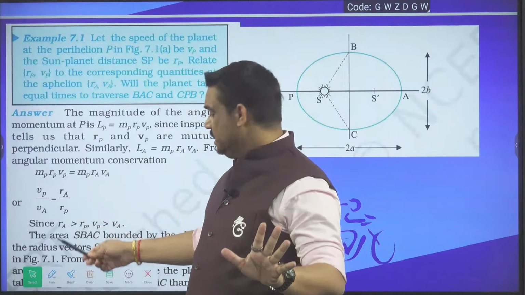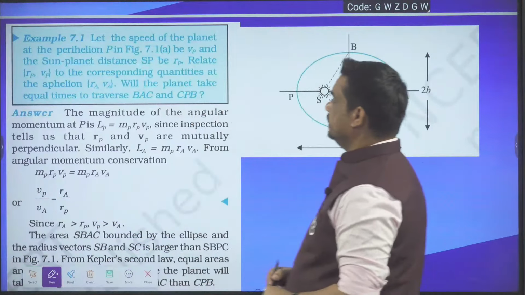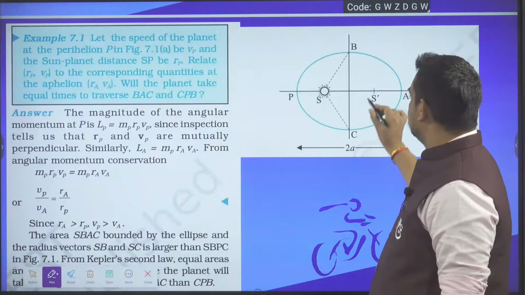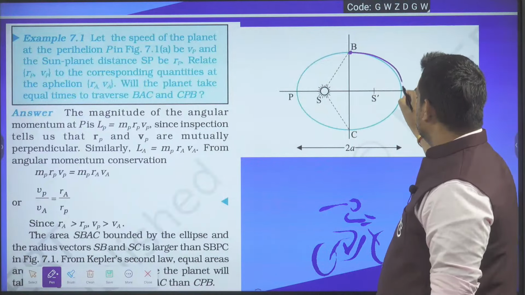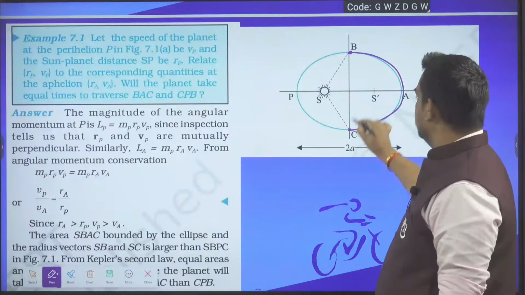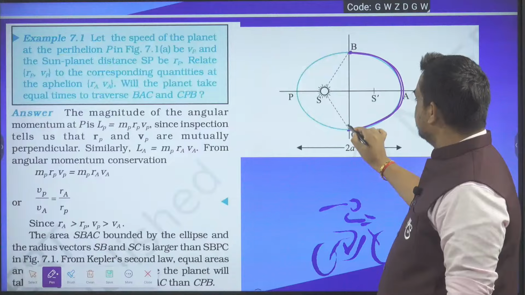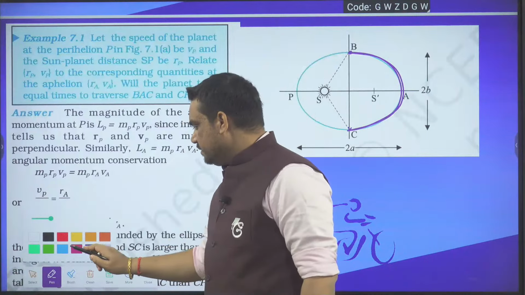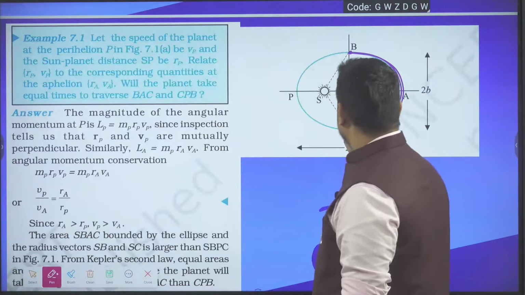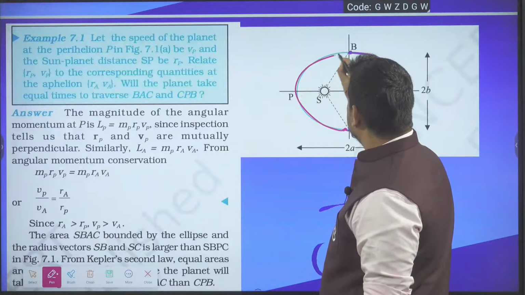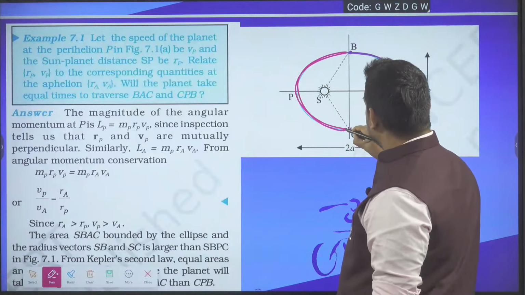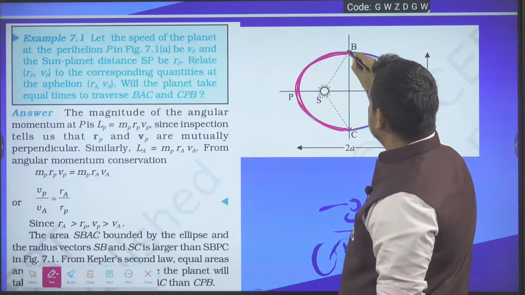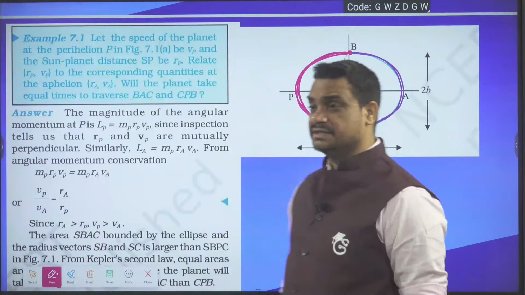Second, they are asking here, will the planet take equal times to traverse BAC, from here to here, and the next time from here to there? So will this one, the violet, and this pink, both the times be the same or different? They are asking this thing.